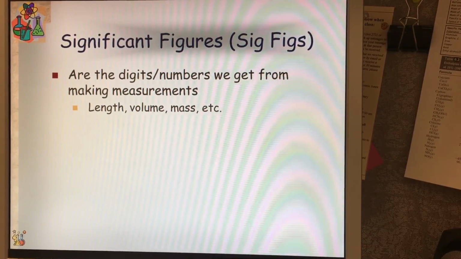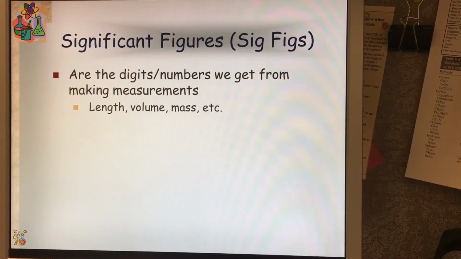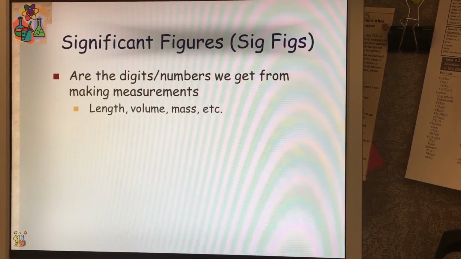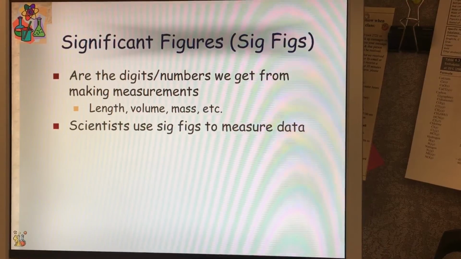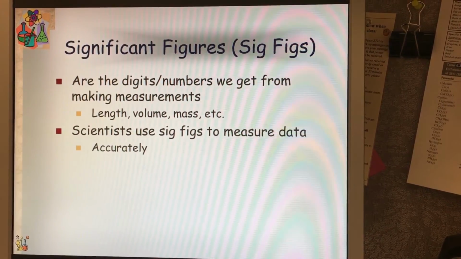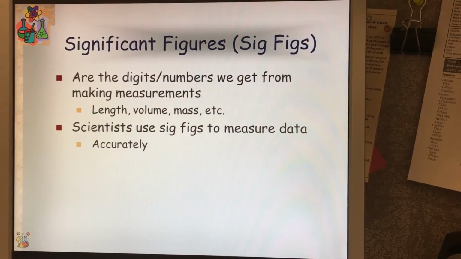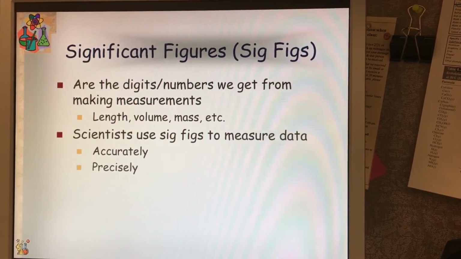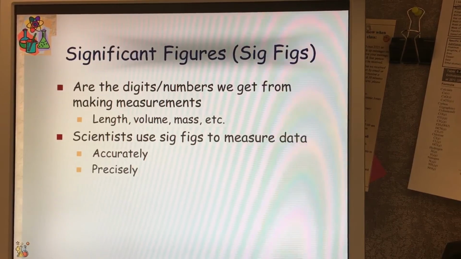Significant figures, as I mentioned, are the digits and numbers that we get from making measurements. Whether measuring length or volume or mass, they all require measuring tools, so they have a certain number of important digits. Scientists use sig figs to measure data for very specific reasons. They want their data to be accurate, meaning very close to the actual answer. They also want their data to be precise, or precisely made, with as many significant figures as possible, using the most detailed measuring device available.